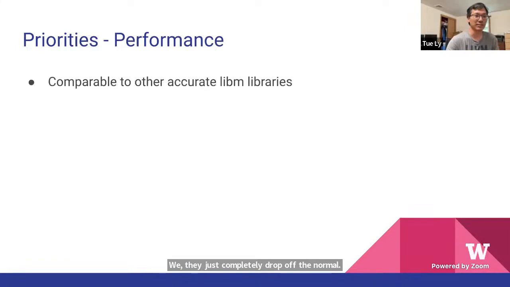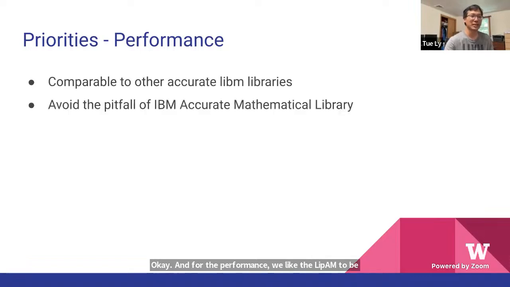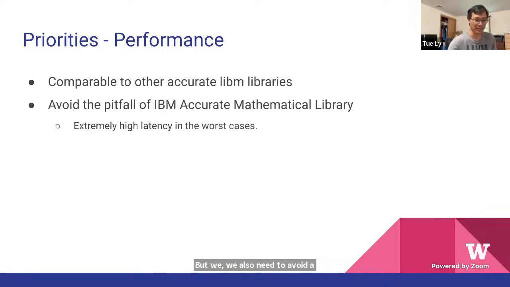And for performance, we would like the libm to be usable in production, so it should be comparable to other accurate libm libraries, or mostly the GNU libc library. But we also need to avoid the pitfall of the IBM accurate math library, in which they have extremely high latency in the worst case.